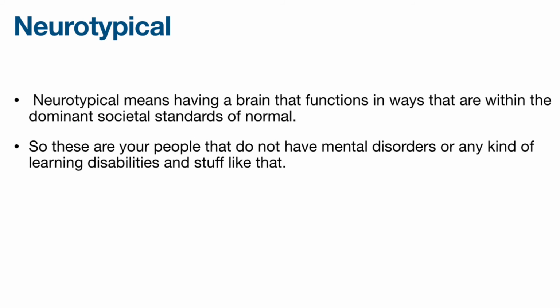Okay, and lastly, we have neurotypical, which means having a brain that functions in ways that are within the dominant societal standards of normal, or what we could consider normal. So these are your people that do not have the mental disorders or the learning disabilities or any kinds of things like that that disrupt normal functions of the brain.